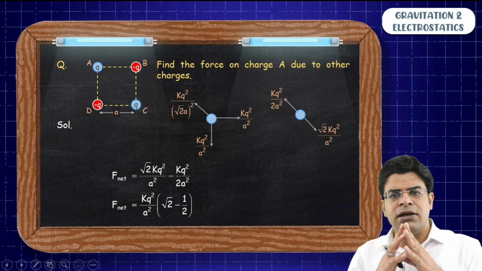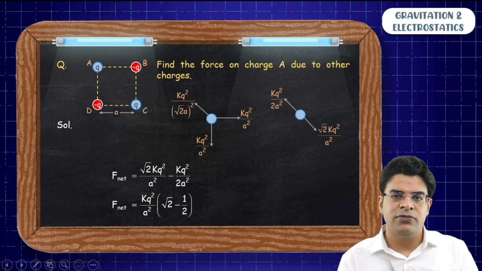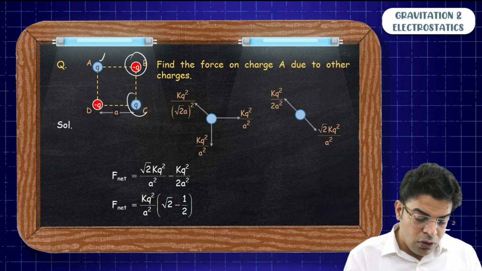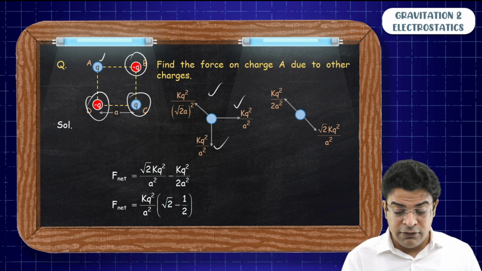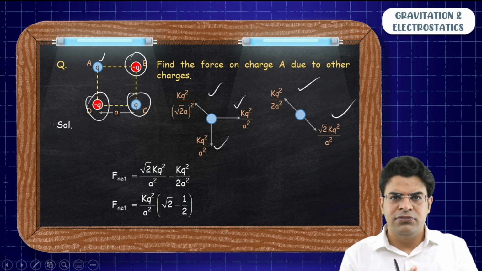So, sir, what is the key to write the force on any one of the charges? Write the force on the charge due to all the other charges, and as force is a vector quantity, do the vector sum. That's the key.